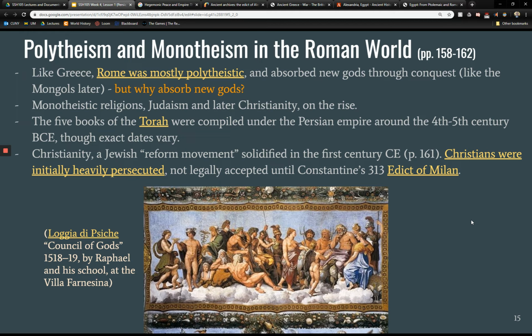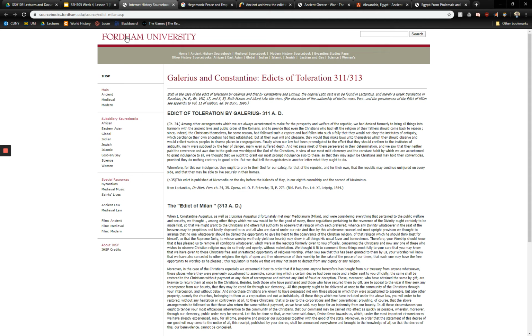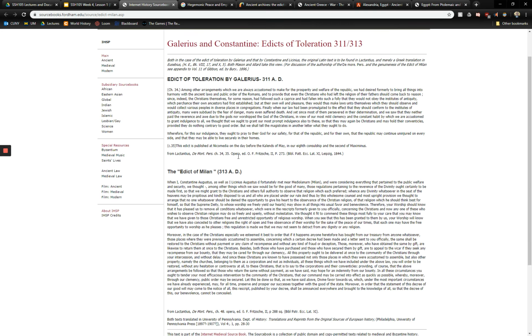Christianity is really a Jewish reform movement solidified in the 1st century CE after the death of Christ. And Christians were initially, as many of you probably know, heavily persecuted. Throw the Christians to the lions, being a rather famous thing from Rome, and were not legally accepted in Rome until Emperor Constantine in 313 put out the Edict of Milan, which you can read here, I think in its entirety, or a large chunk of it.